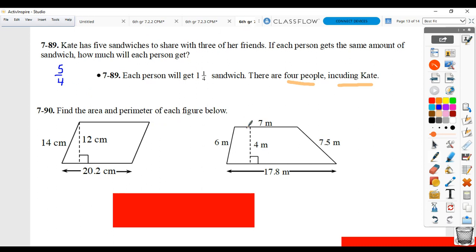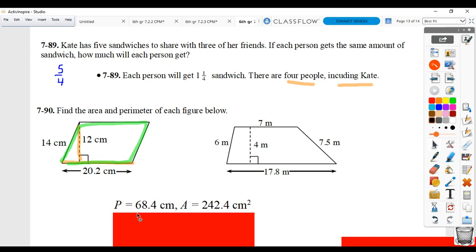Then you need to find the area and perimeter of this. So this first shape is a parallelogram. The way that you find its area is to multiply the base times perpendicular height. Again, you should write down what you're putting in your calculator, although you're allowed to use a calculator for that. So 20 2/10 times 12. And then you should also put down how you find the perimeter, which is, of course, adding the 4 side lengths. And so then you end up getting your answers of 68 4/10 centimeters for perimeter and 242 4/10 square centimeters for area.